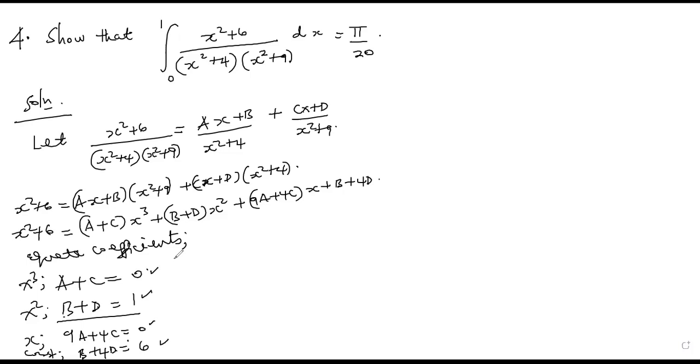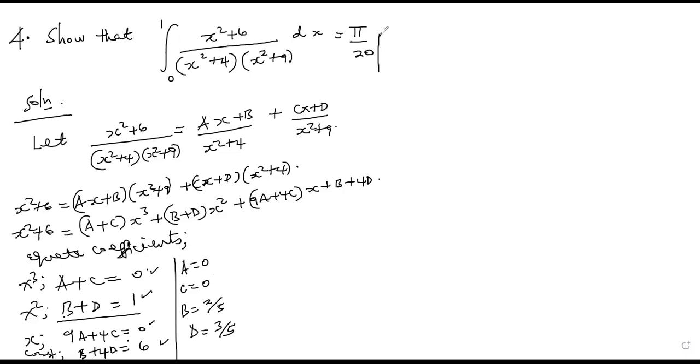And after solving this equation simultaneously, take your time. You're going to get your a as 0. You get your c as 0. And you're going to get your b as 2 out of 5. And you're going to get your d as 3 out of 5.